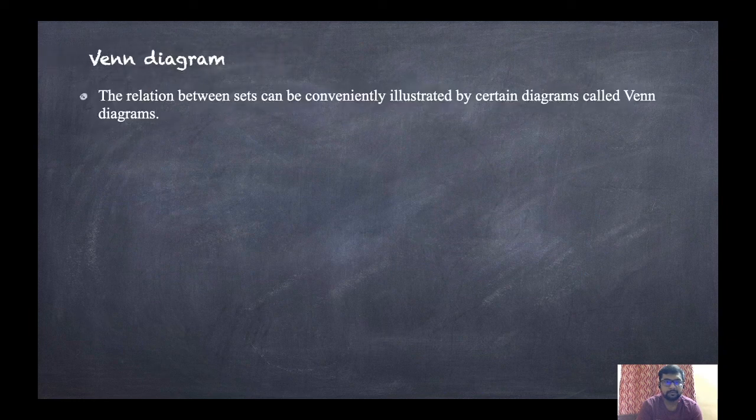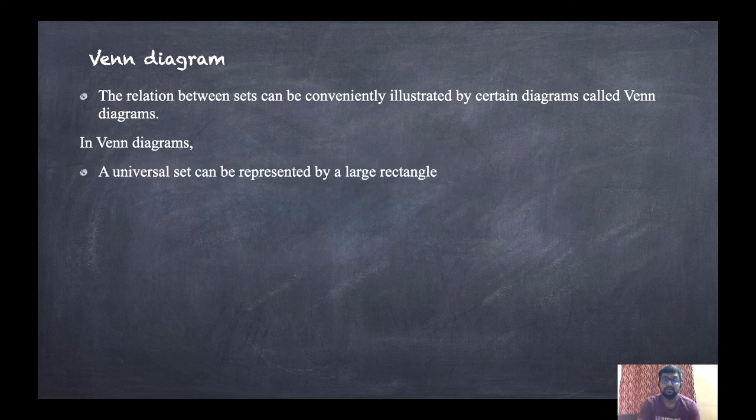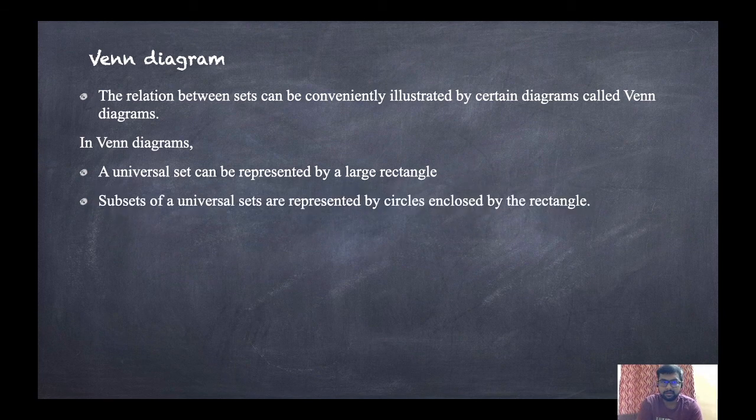Now Venn diagram. The relation between sets can be conveniently illustrated by certain diagrams called Venn diagrams. In Venn diagrams, a universal set can be represented by a large rectangle, and subsets of the universal set are represented by circles enclosed by rectangles.